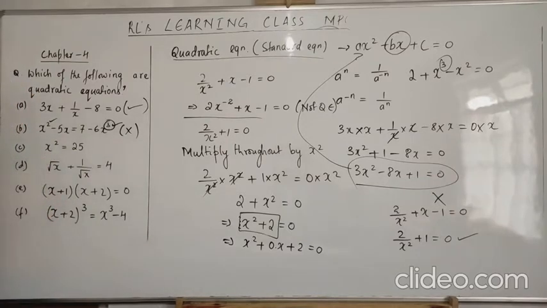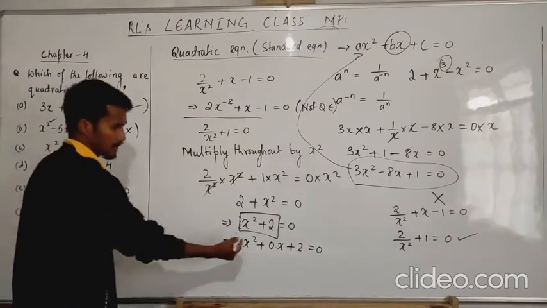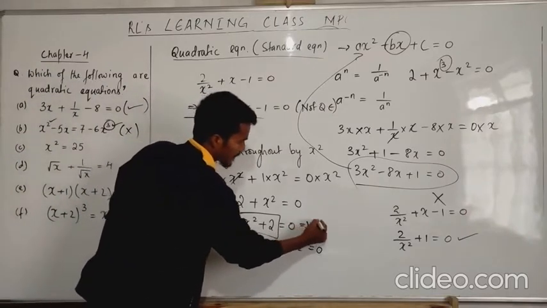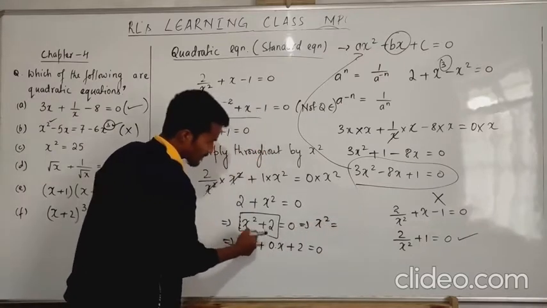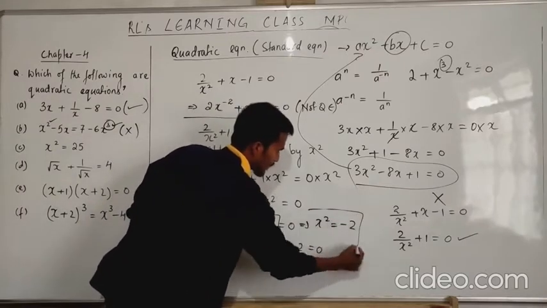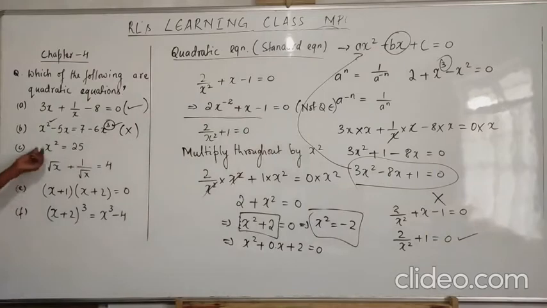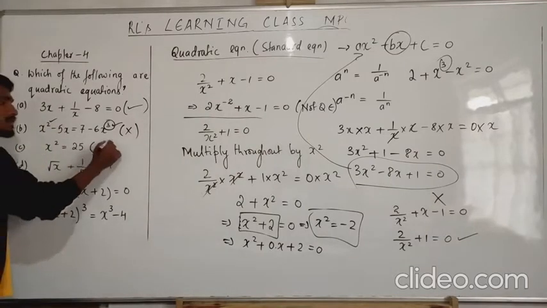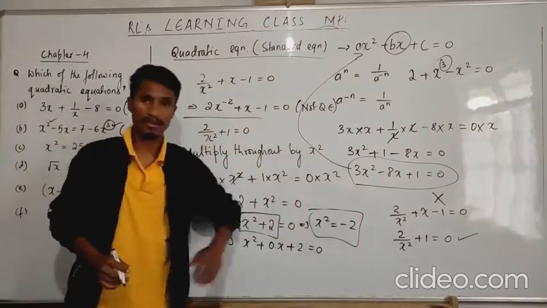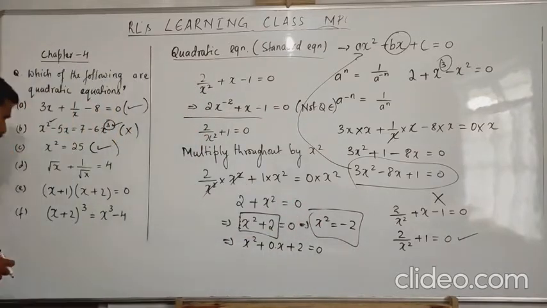And what about this one? Is this a quadratic or not? This one is similar to this. X squared plus 2, this we can write as x squared equal to, now this was taken, I change to minus, then x squared minus 2. Then this one, x squared is equal to 25. And this one also is a quadratic equation like this one. Then what about this one? Is this a quadratic equation or not?